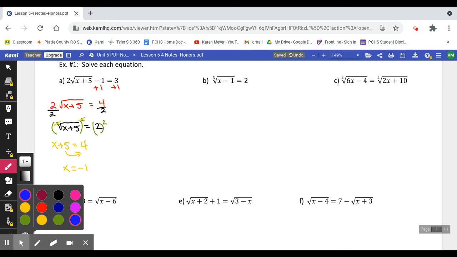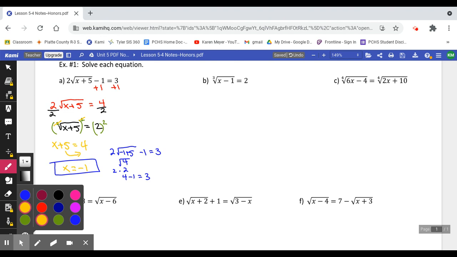So if I'm checking my answer, I'm just going to put -1 back into the original problem. So 2 square root of -1 plus 5, minus 1, equals 3. Let's find out if it's true. -1 plus 5 is 4. The square root of 4 is 2. 2 times the outside 2 is 4. And 4 minus 1 is 3. It sure does. So -1 is my answer.